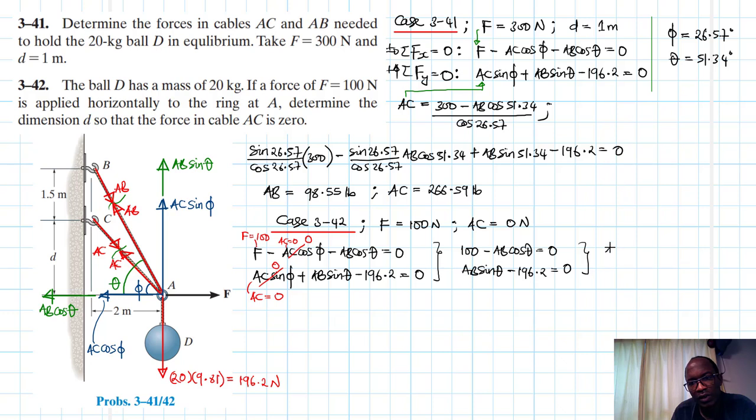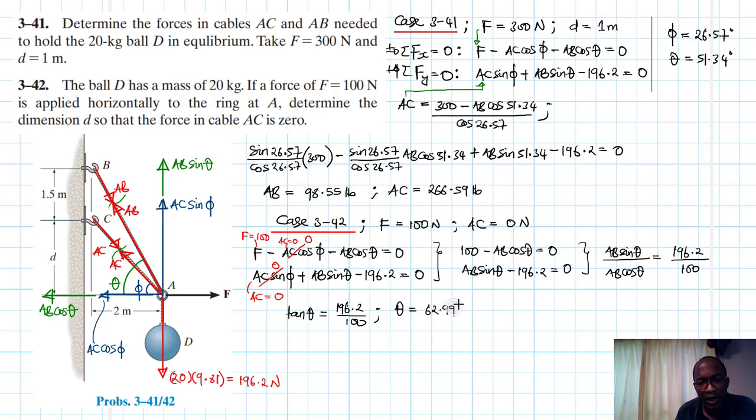Alright, the two equations, we can divide them. So we'll have AB sin theta divided by AB cos theta equal to 196.2 divided by 100. So this becomes tan theta is equal to 196.2 divided by 100, and therefore theta is equal to tan inverse of that, we have theta equal to 62.99 degrees.